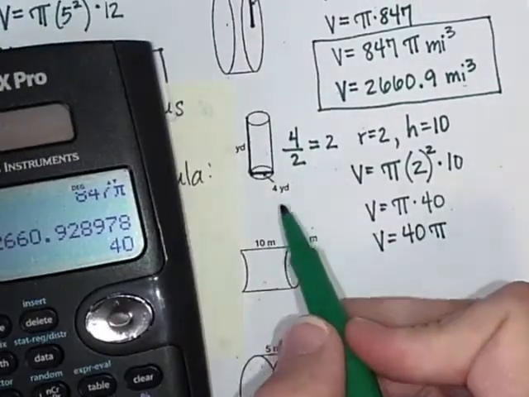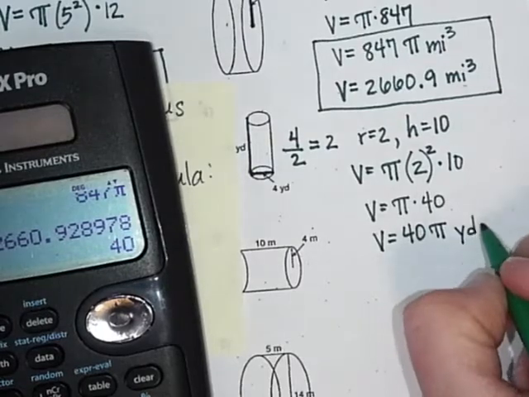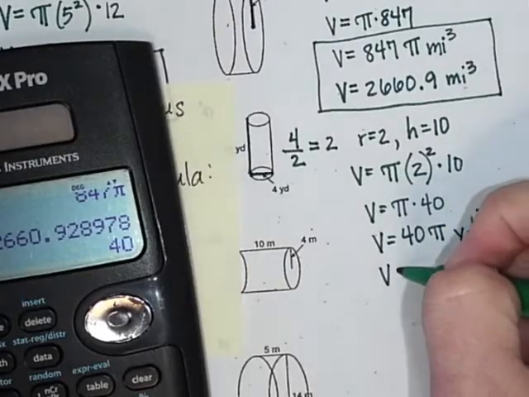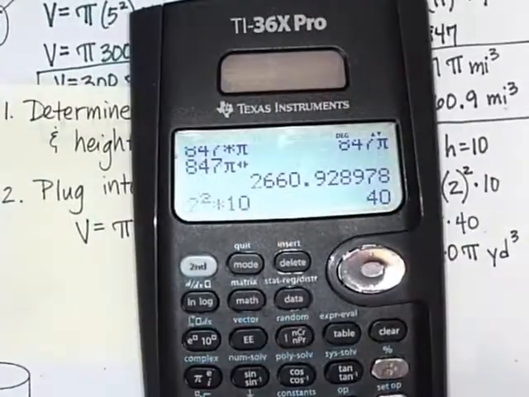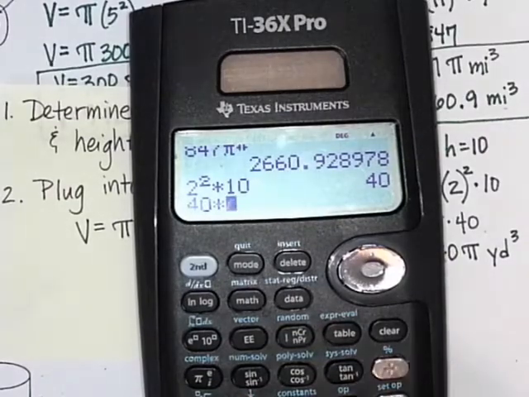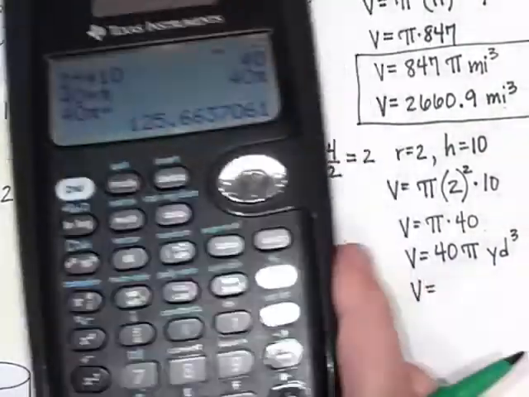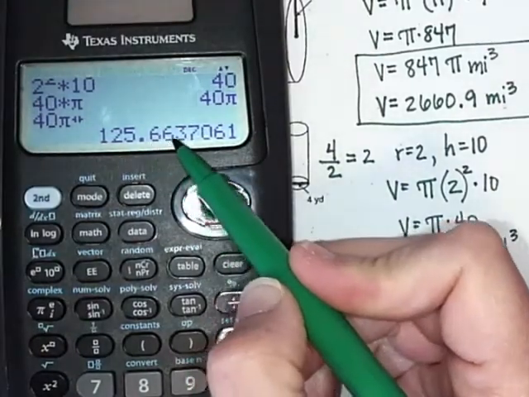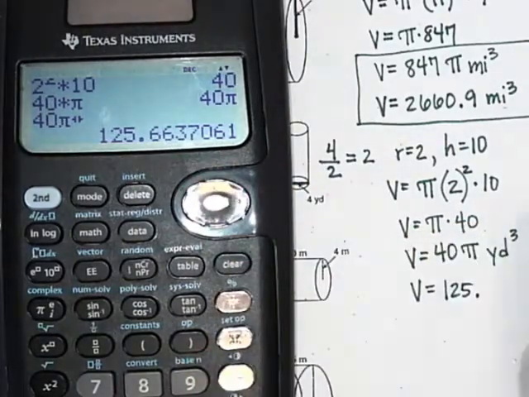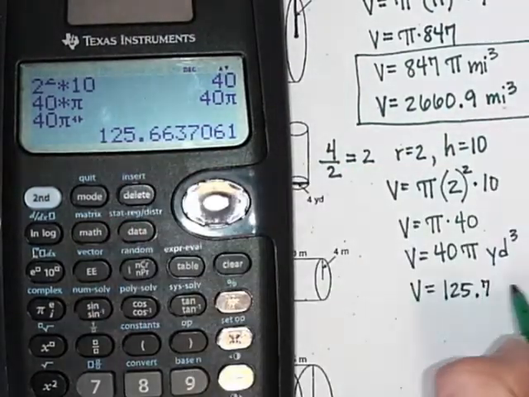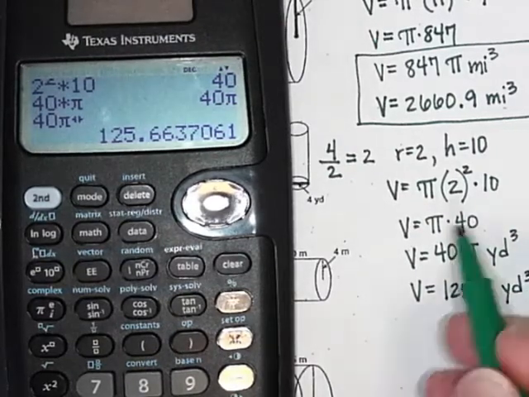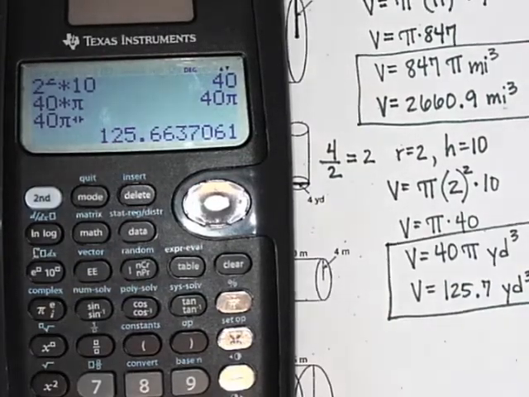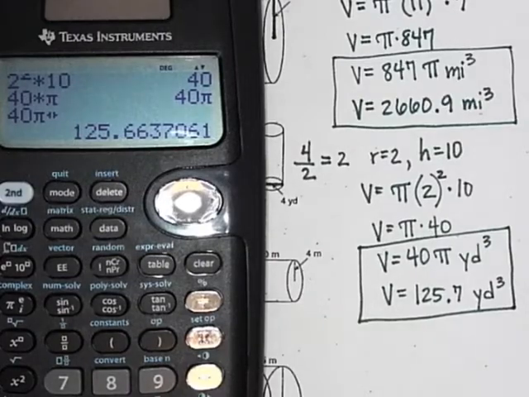And let's just look back for our units. Looks like we have yards, so we're going to put yards cubed. Once we have that, we need to write it with just regular numbers without any pi in there. So let's write 40 times pi equals 125. And it looks like I need to round this 6 up because the number after it is bigger than 5. So it's going to be 125.7 yards cubed. And that's that. How are y'all doing? Are we all good? Okay, good work. Let's do one more.